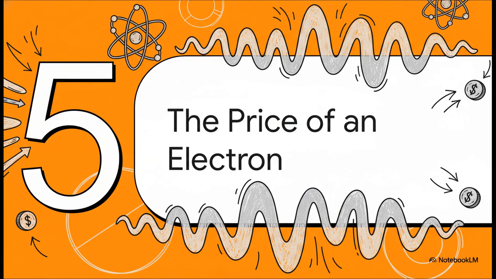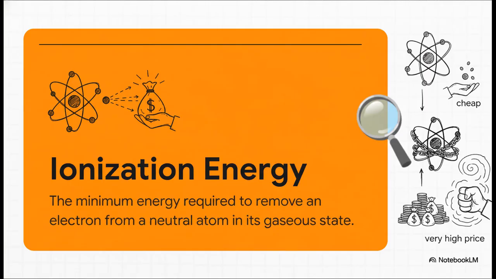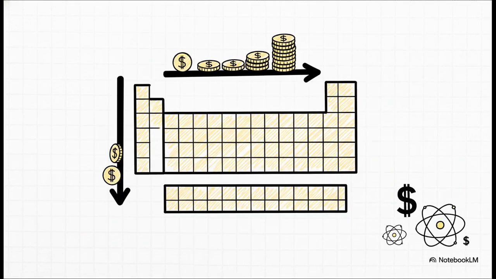Next up, let's talk about what I like to call the price of an electron. How much does it cost, in energy, to just yank one away from an atom? Now, the technical term for this price is ionization energy. It's the minimum amount of energy you have to pay to strip one electron off a neutral atom. Some atoms give up their electrons for cheap. Others are going to charge you a really high price. And this price follows a predictable trend that's basically the exact opposite of atomic size.